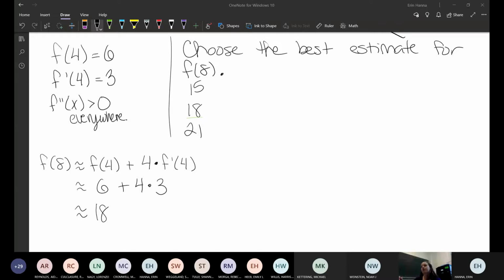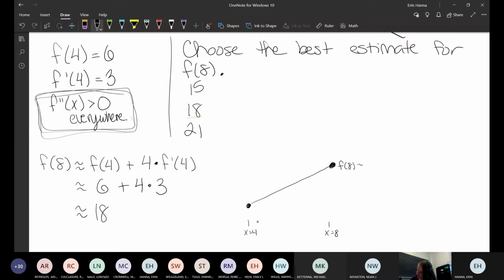Cool, you're welcome. So you might want to choose 18, but that's actually not going to be the best estimate because we now have this extra piece of information where we know that the second derivative is positive everywhere. So if we think about what this estimate that I just calculated is doing, it's essentially saying, if here's x equals 4 and over here is x equals 8, then what I'm technically doing is using the tangent line to approximate f of 8 being approximately 18. And f of 4 would be down here. So remember, using this is technically using that tangent line. That's why it's called a tangent line approximation.